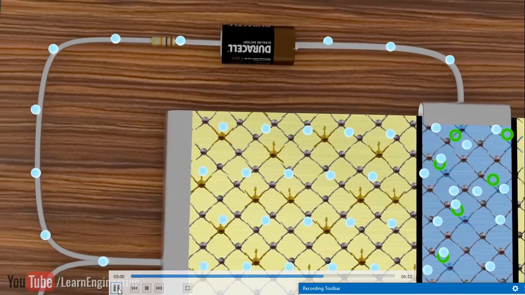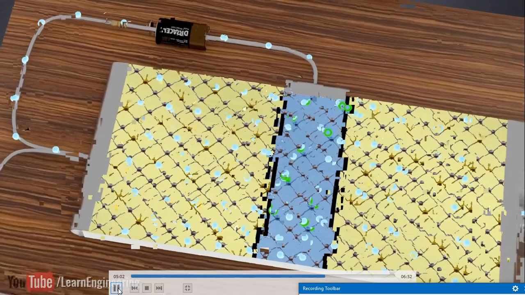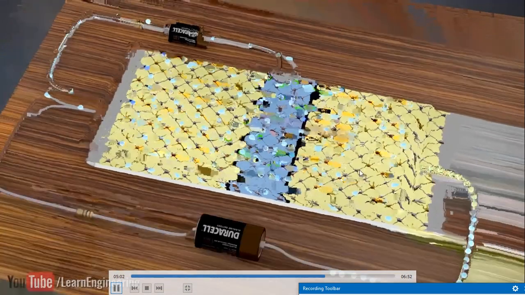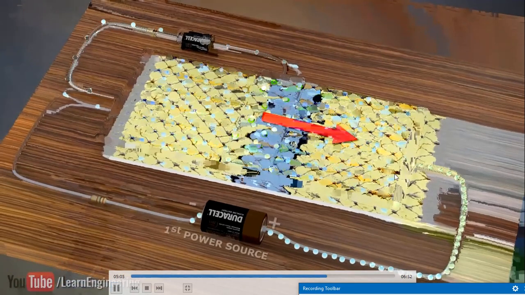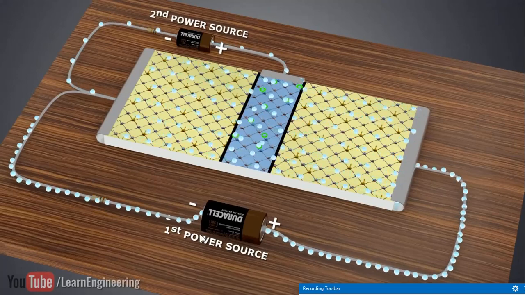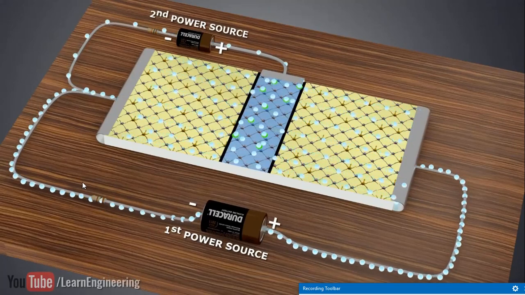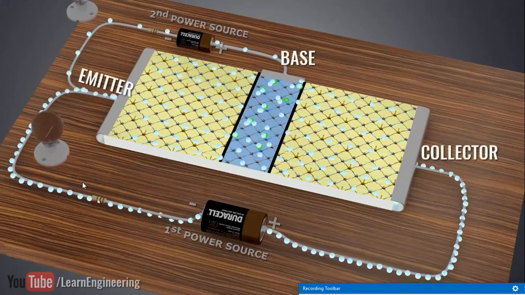But this process happens such that the emitter sends the electrons to the base, but the base stops some of the electrons and sends the remaining electrons to the collector. And in the collector, what is happening? The collector collects the electrons, and these collected electrons are sent back to the sources. This is exactly how the whole thing happens.